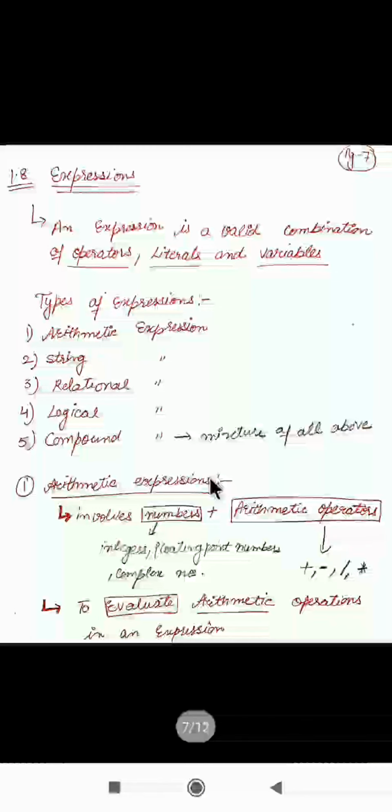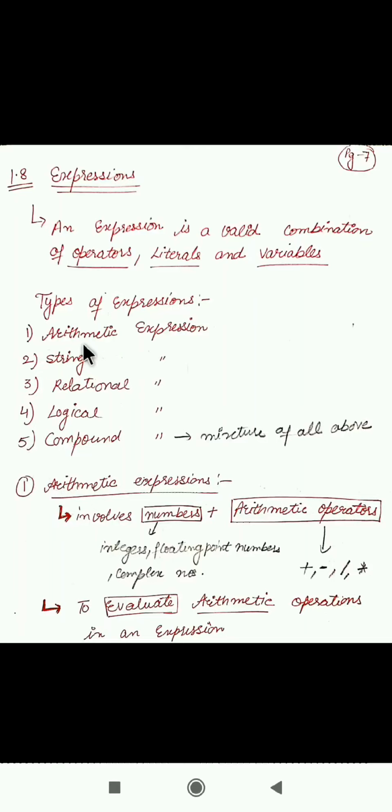Good morning, dear students. Today we are going to discuss our next computer lecture, which is based on the topic expression. An expression is a valid combination of operators, literals and variables. There are different types of expression that we'll be reading.